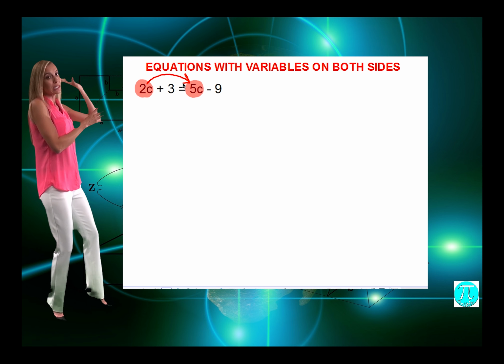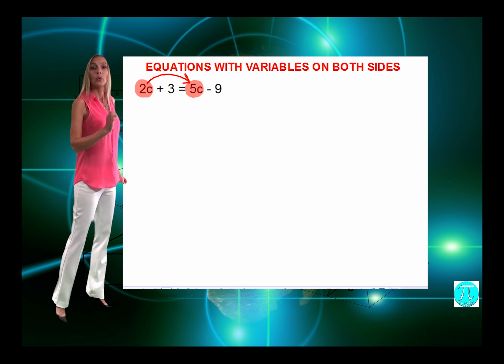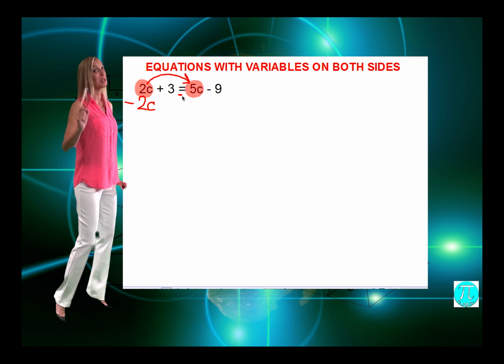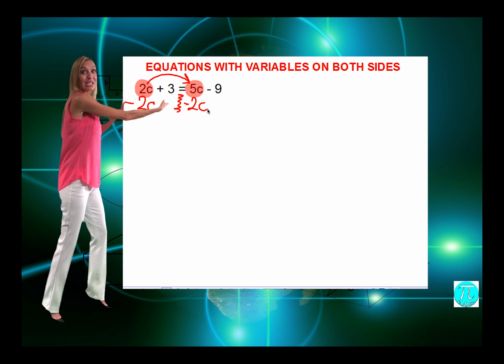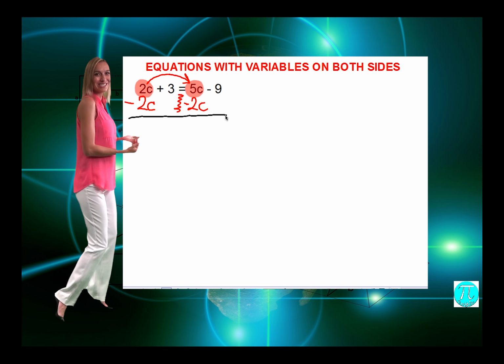So we're going to take it and we're going to move it. How do we move positive 2c? Well, by subtracting the 2c, right? That's the only way to get a 0. What I do on one side of the equal sign, I do on the other side of the equal sign, right? It's an equation, keep it in balance.